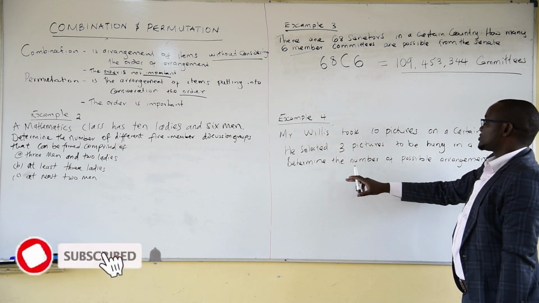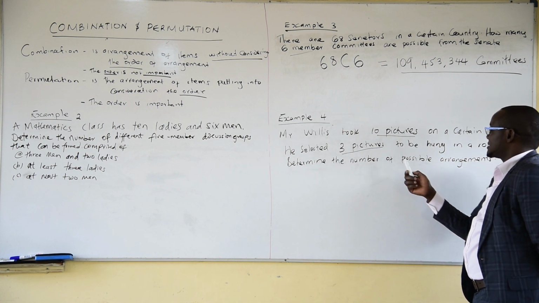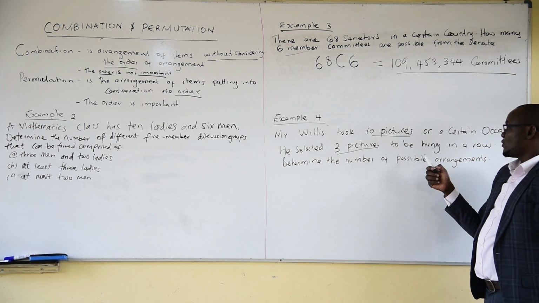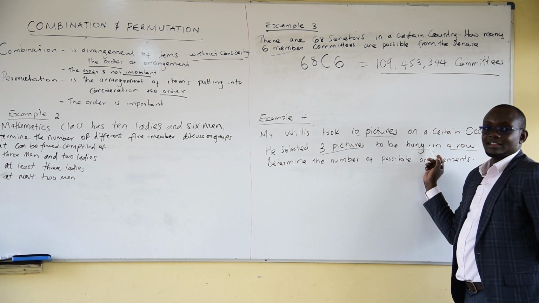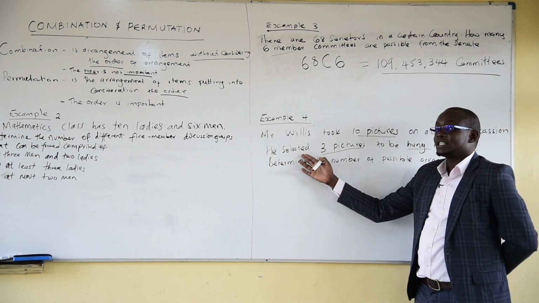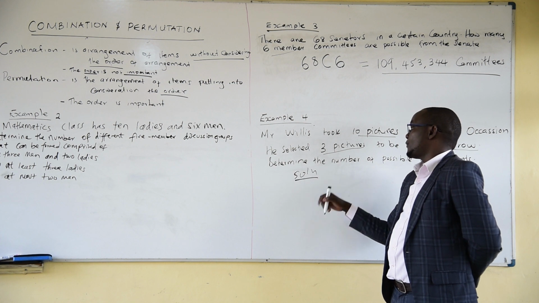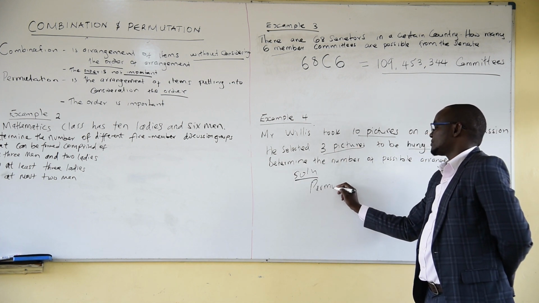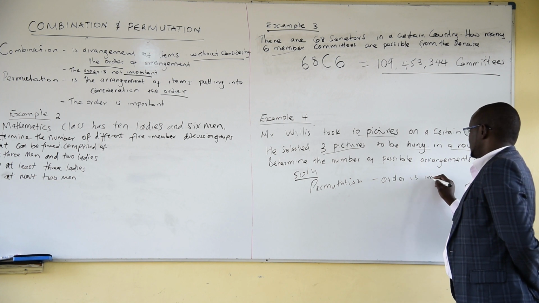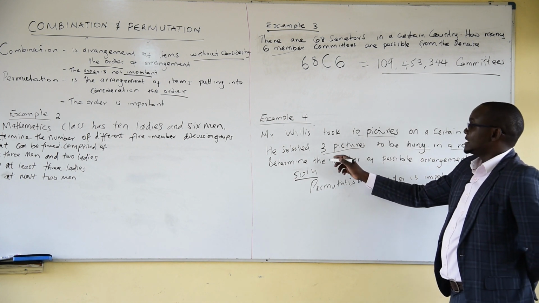We can also have another example here where we are told Mr. Willis took 10 pictures. On a certain occasion, he selected 3 pictures to be hung in a row. Determine the number of possible arrangements. You know one thing, that when we are hanging pictures in a row, the order is important, because you hang pictures according to a certain order. So in this case, for the possible arrangements, you need to use permutations because the order is important. We are also interested in which, among the 3 pictures, which picture will start. Hence, the order is important.